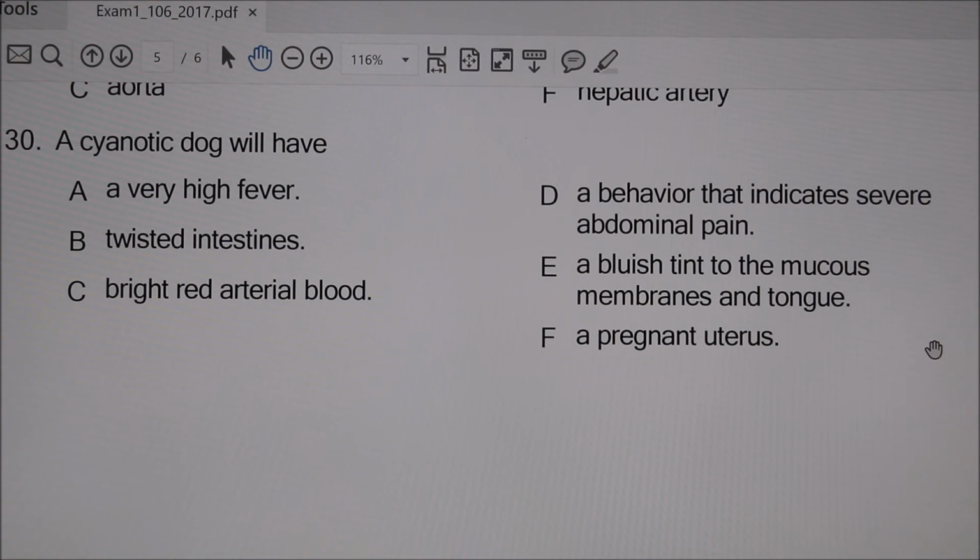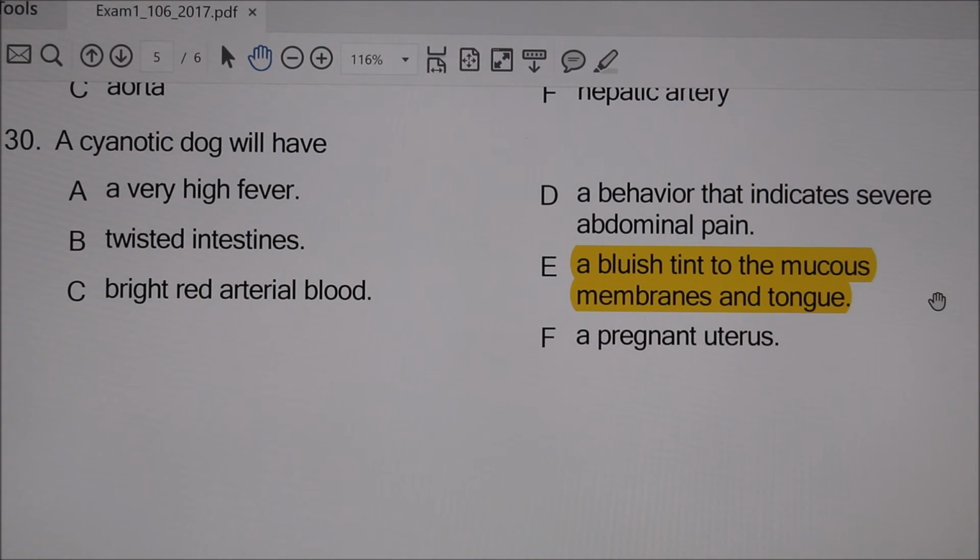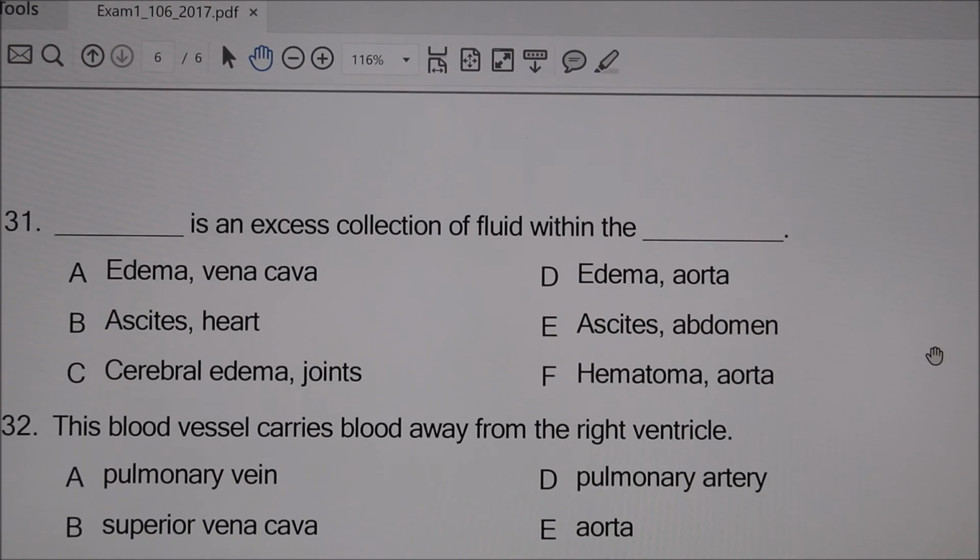Cyanotic dog. Cyanotic means having blue tint to something. The only one that gets close is E. That means blood is lacking oxygen, and through the skin it kind of looks bluish.